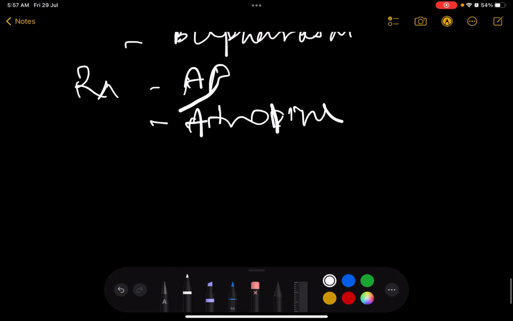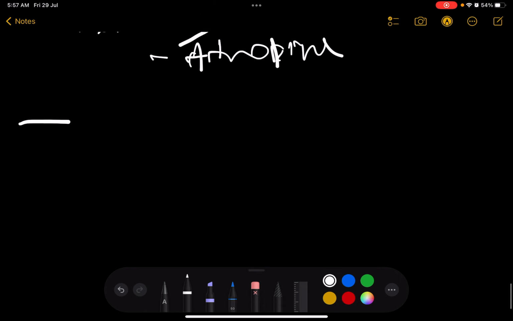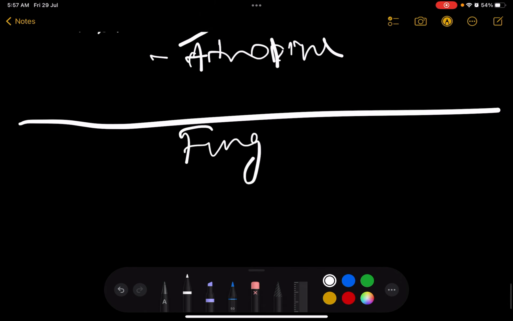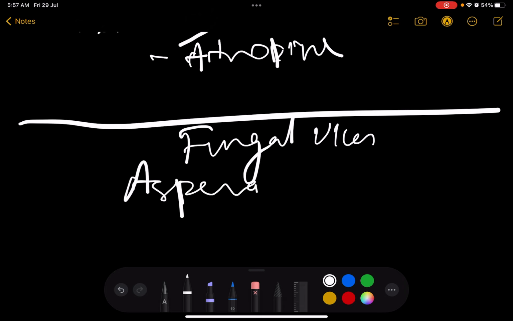Now, coming to a very important second thing that I told you we will cover in this lecture, the fungal ulcer. What is a fungal ulcer? A fungal ulcer is simple. It is mostly caused by Aspergillus, which is a filamentous fungus with septate hyphae. Aspergillus is a very dangerous fungus. It has ABPA, allergic bronchopulmonary aspergillosis. It has so many different disorders.